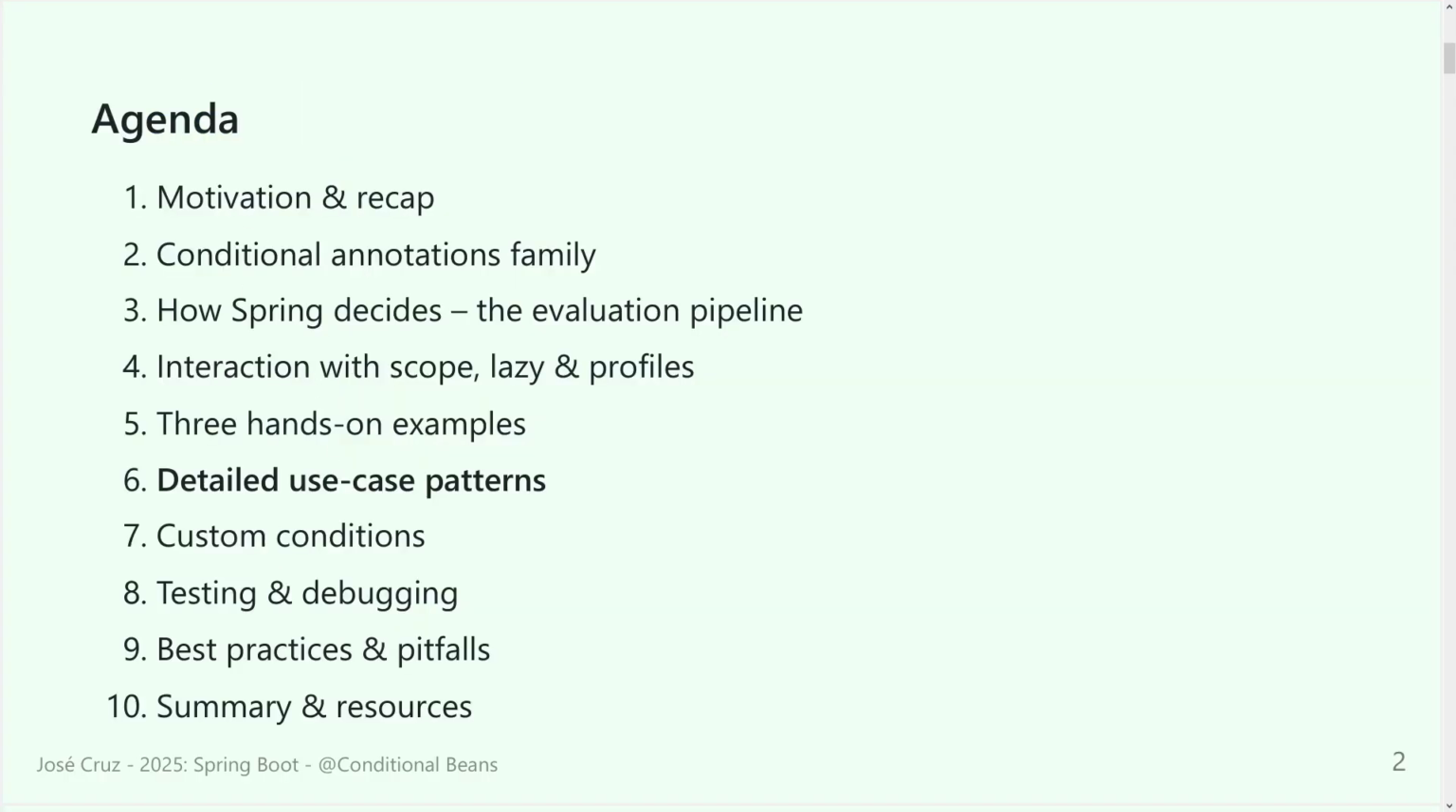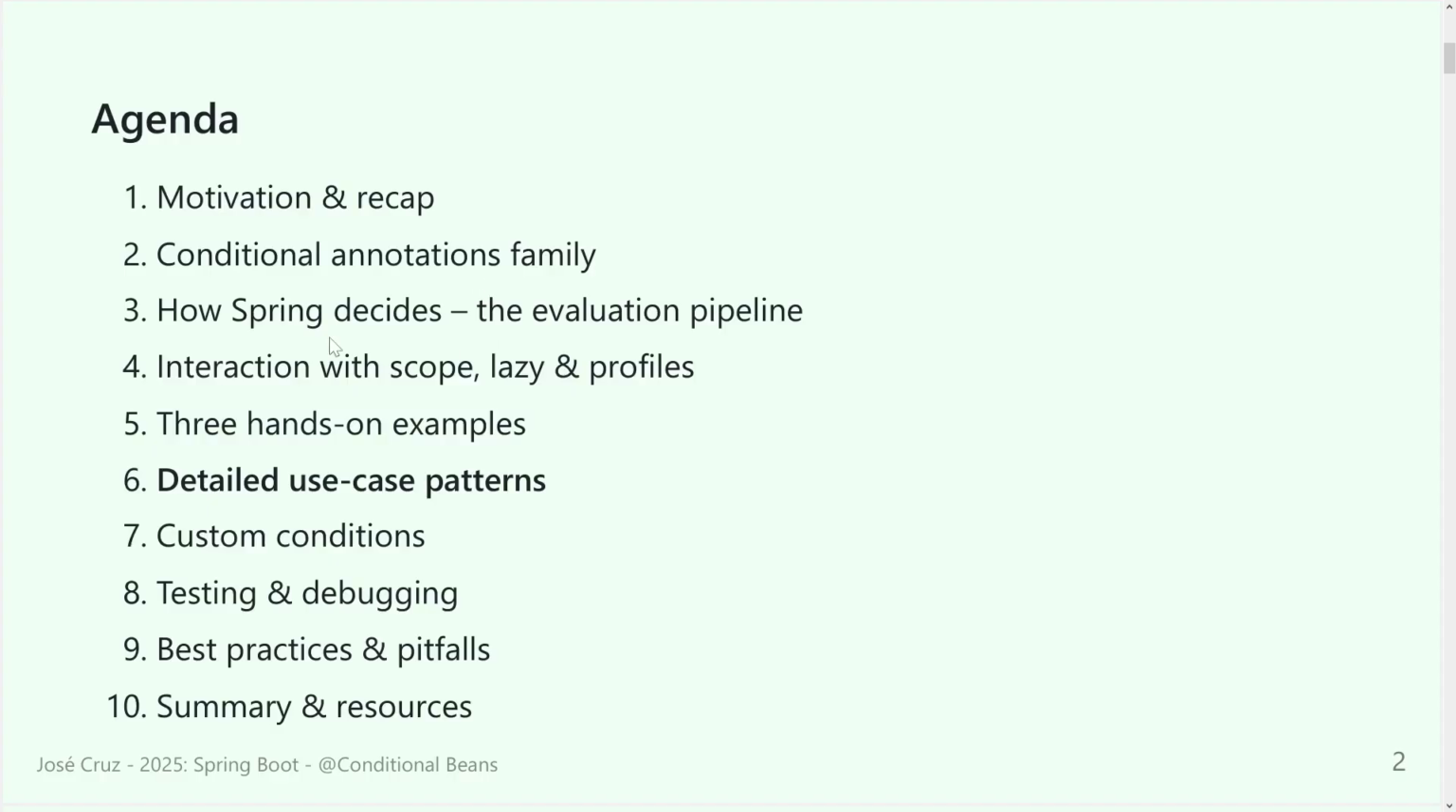So in our agenda, there are some topics that I will cover here. So motivation, of course, and the conditional annotations family. There are several of them. At the end of the day, it's like the component. You have a component, and then under component, you have several annotations like service, repository, and so on. And the conditional, it's the same concept. You have a conditional, then you have a lot of different, let's say, sub annotations that you can use with different purposes. But at the end of the day, it will be: should I activate this bean or not?